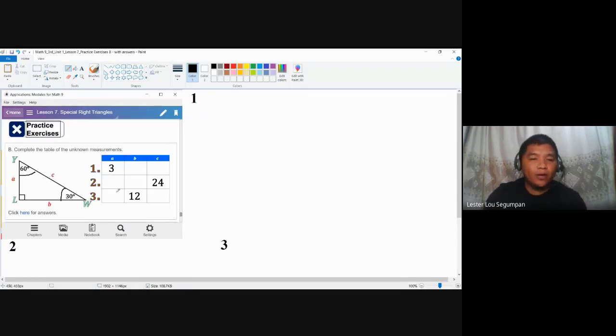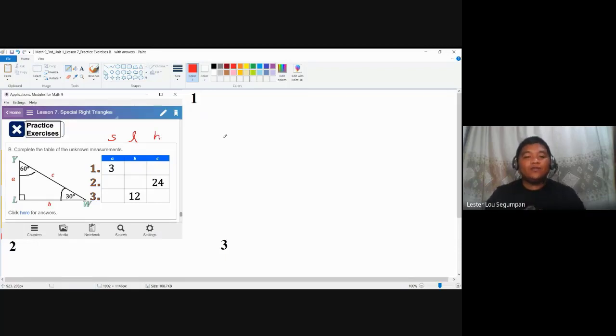For item number one, we are only given A, which is also known as the side opposite the 30-degree angle. The side opposite the 30-degree angle is also known as the shorter side. So all of the values for A here are considered to be the shorter side. The side opposite the 60-degree angle is considered to be the longer side. And then our C here, opposite the 90-degree angle, is of course known as the hypotenuse.